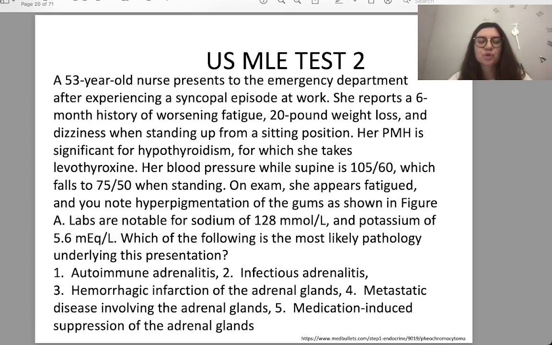Labs are notable for sodium 128 millimoles per liter and potassium of 5.6 milliequivalent per liter. Which of the following is most likely pathology underlying this presentation? First option, it is autoimmune adrenalitis. Second, infection adrenalitis. Third, hemorrhagic infarction of the adrenal glands. Fourth, metastatic disease involving the adrenal glands. Fifth, medication-induced suppression of adrenal glands.